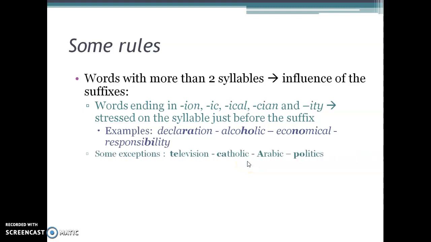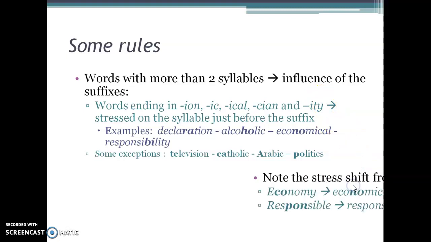You've got, of course, some exceptions: television, Catholic, Arabic, and politics. So pay attention. This list is not complete, of course, but you can use this rule as a general one.